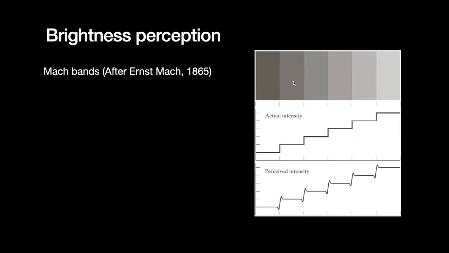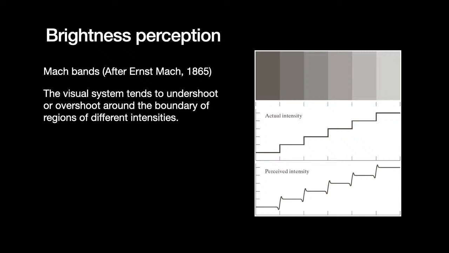If you focus only on one square, you will not perceive it. But if you focus on all the squares simultaneously, then you will feel this variation. You will feel that intensity drops as you go from left to right, and your variation is this way. While making the image, it is designed to be this way. So that is the brightness perception that varies in situations. The visual system tends to undershoot or overshoot around the boundary of regions of different intensities.